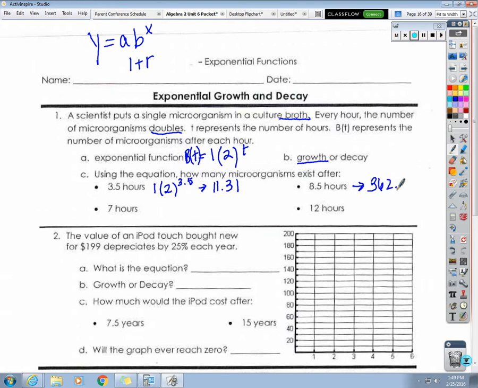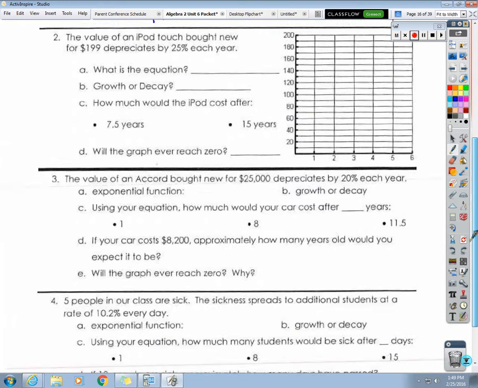362.04. Okay, 7 hours, how many? And 12 hours. Right. Okay, we're going to skip number 2 for a second. Let's look at number 3.